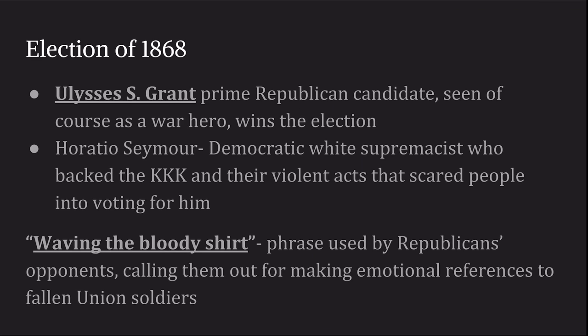The election of 1868: Ulysses S. Grant was this American hero. He was the prime candidate, and he won the election. His opponent, Horatio Seymour, was a white supremacist. He backed the KKK and their violence that scared voters. Waving the bloody shirt was a phrase Southerners used to ridicule Northerners who would make emotional references to Northern soldiers that had died in the war.